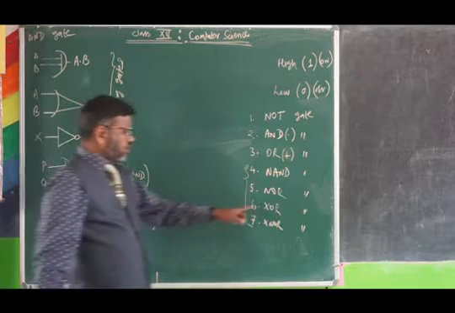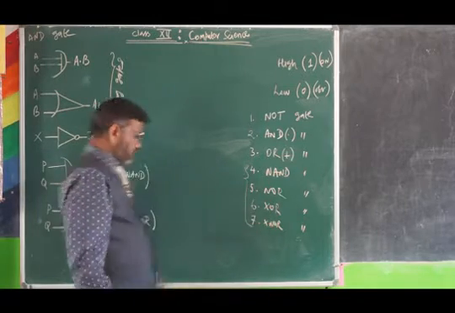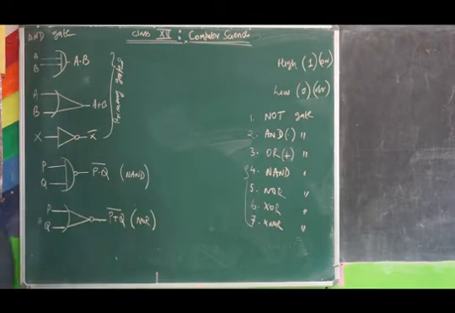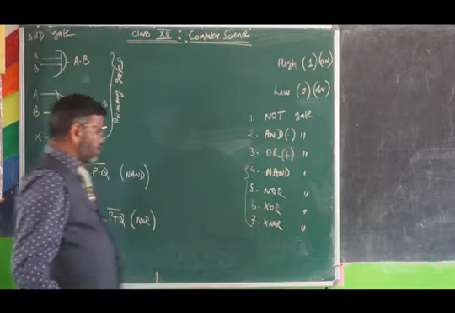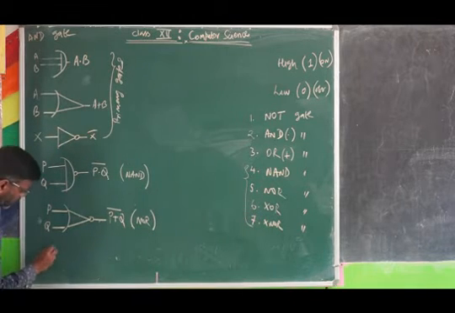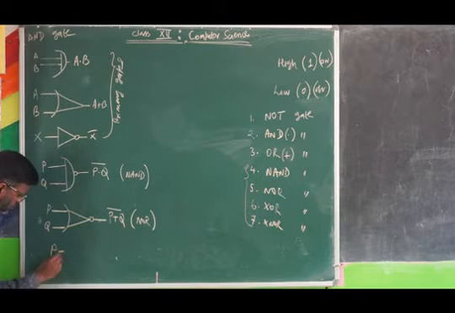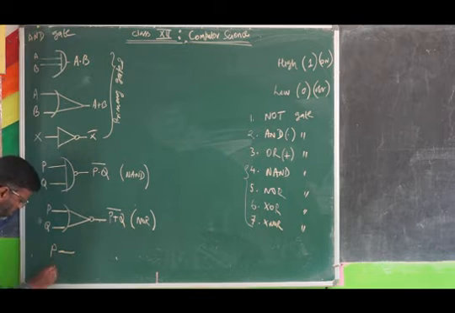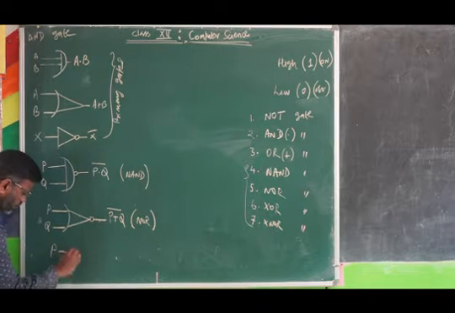Let me go on to the XOR gate, which is the sixth one, called the exclusive OR gate. What does this mean? Here is the first input P, and this is the second input Q.